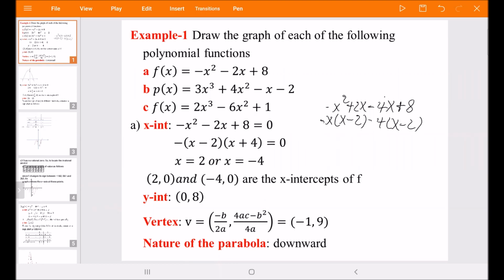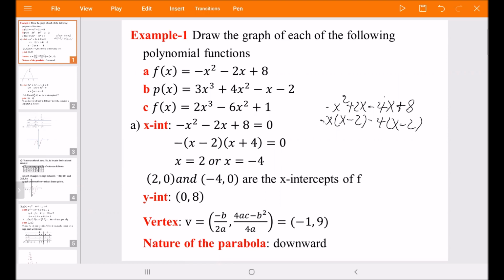Now, if you take minus 1 out again, then you have minus x minus 2 times x plus 4 equal to 0. So the zeros of this polynomial using the zero product property are: x minus 2 equal to 0, the value of x is equal to 2; x plus 4 equal to 0, the value of x is equal to minus 4. So at these 2 points, (2, 0) and (minus 4, 0), its graph crosses the x-axis. So the first step, we are done.